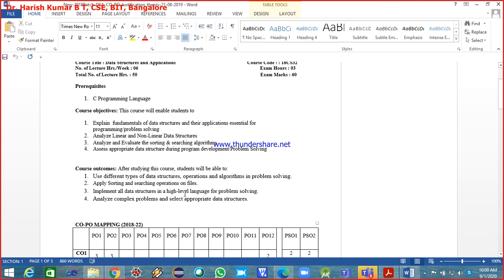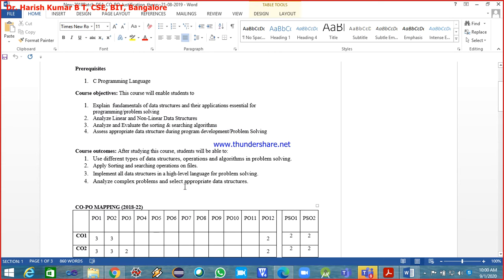So all the data structures you study, starting from the stacks, queues, doubly linked list, singly linked list, non-linear data structures like trees, all these things, how to implement them using high-level programming languages. You'll be studying it using the C programming language here, but you can also implement the same using any other high-level programming language. And analyze the complex problem and select the appropriate data structure.